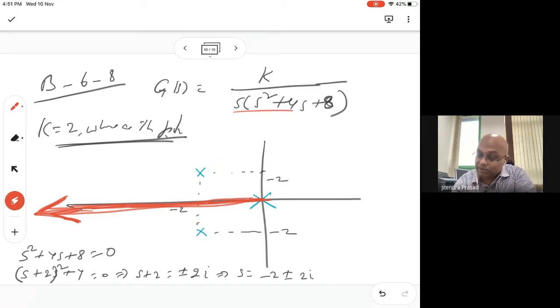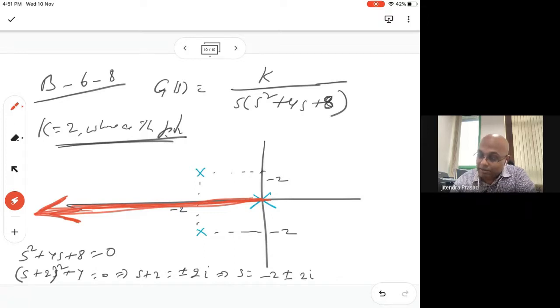Now we have to look for others. So now how many asymptotes? We will have 3 asymptotes. Why? Because n equals 3 and m equals 0. So we have 3 asymptotes. So what will be the angle? The angle will be plus minus 180 degrees divided by n minus m, which is the angle between them. So basically the angle will be 60 degrees, right? Plus minus 60 degrees.